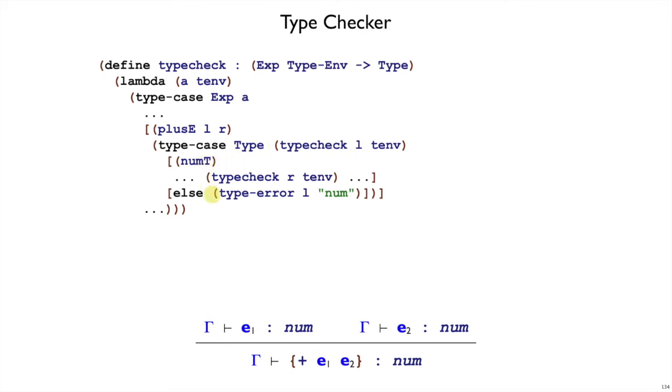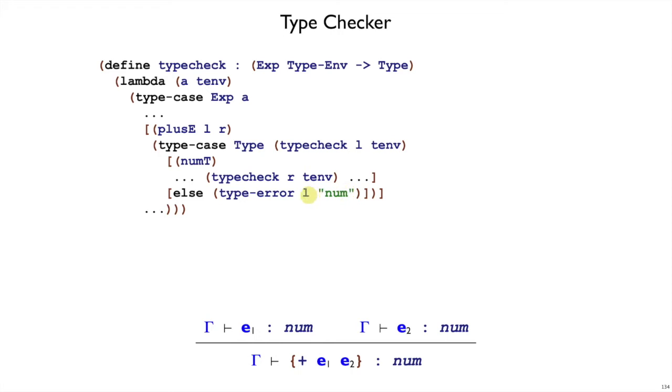If it's not, then we're going to report an error. And instead of just using a raw error function, I have a helper function here called type error that will just make a nice error for us. Type error takes the expression that had the wrong type, and it takes a string that describes what that type should have been, right? Why it didn't match up.